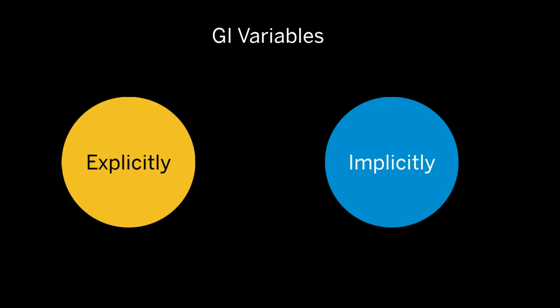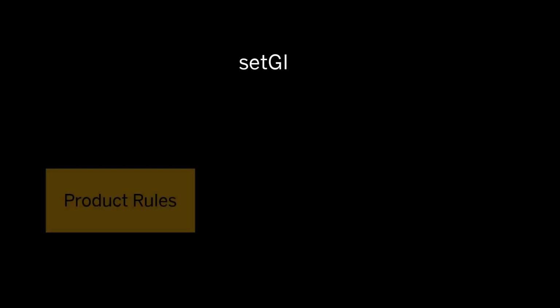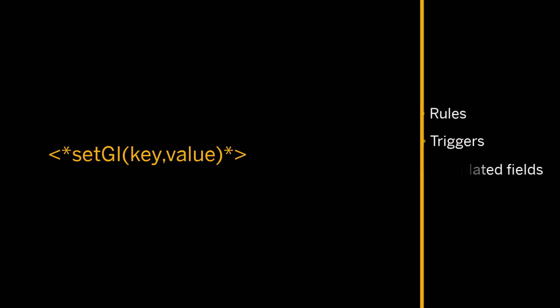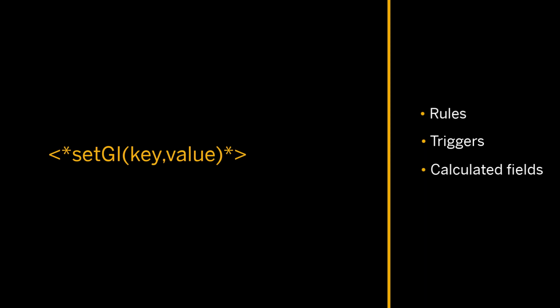Explicitly, GI variables are created by using the tag setGI and product rules, triggers, and more. To create a GI variable within an expression, use this tag. This tag can be used anywhere where an expression can be built, rules, triggers, calculated fields, and more.